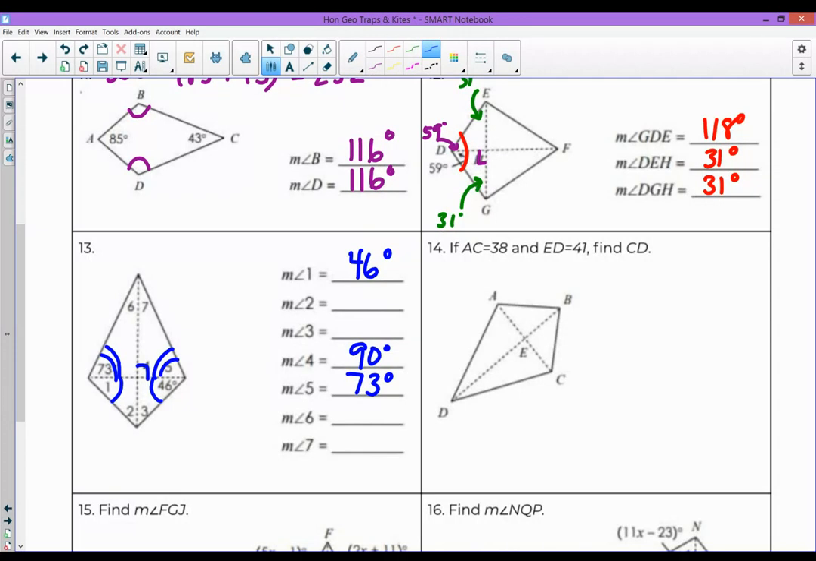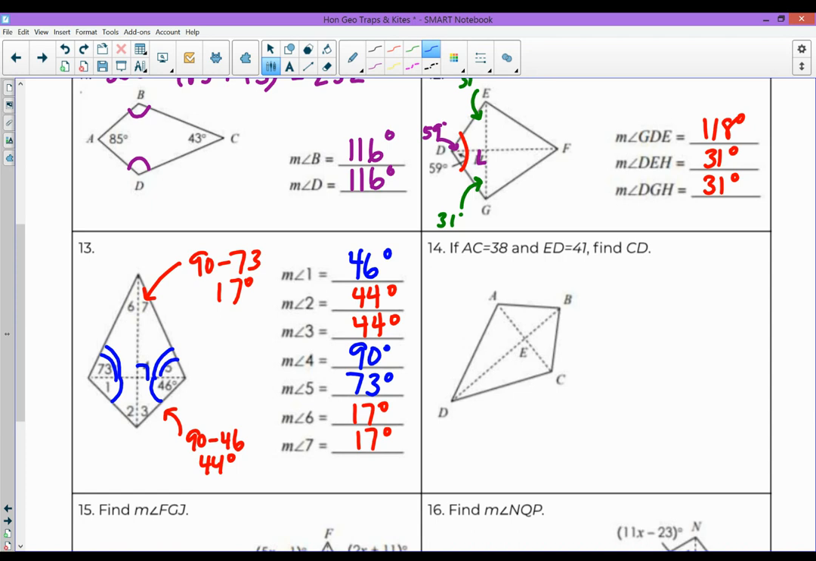So from here, we're just looking at triangles and subtracting. So I'll do 2 and 3 are going to have to be congruent. That'll be 90 minus 46, which gives us 44 degrees for angles 2 and 3. And then 6 and 7, I'm going to do 90 minus 73 to get 17 degrees for 6 and 7. It's like a little puzzle. So satisfying. All right. Next one.